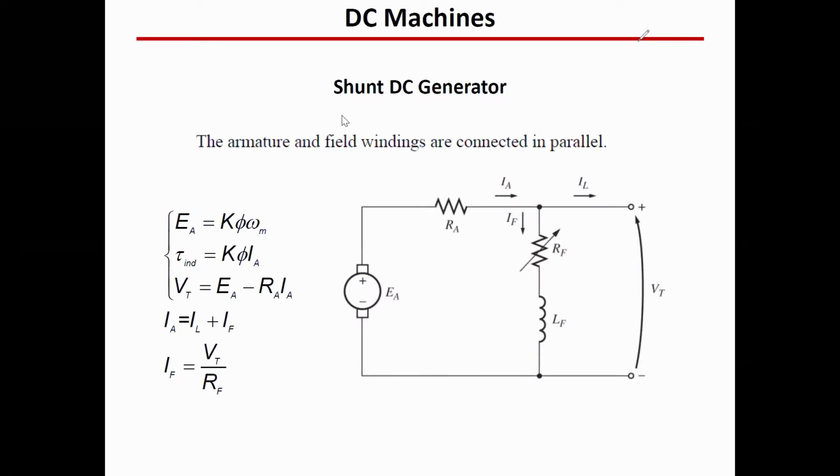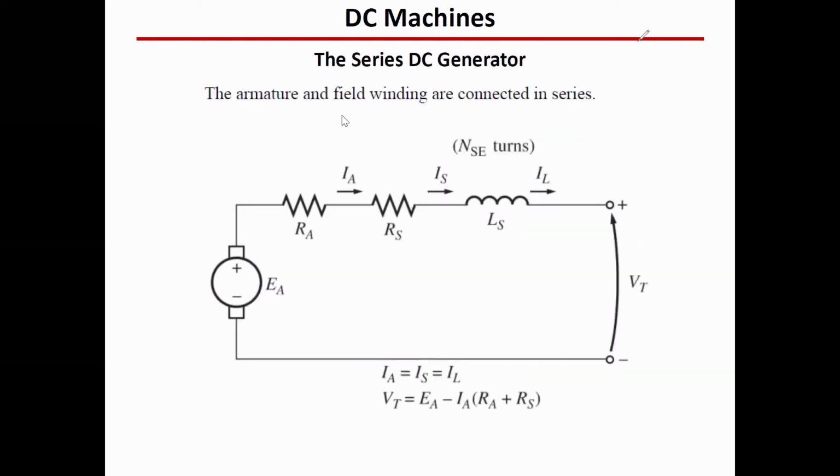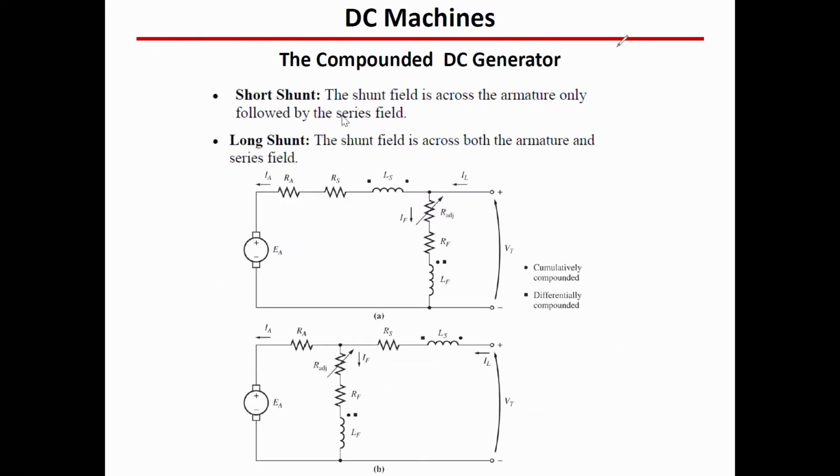For the series DC generator, again, we are talking about the current from the armature to the terminals. So if we just analyze, it's going to be similar to what we did before, applying the KVL equation. Of course, we have only one current in this circuit.